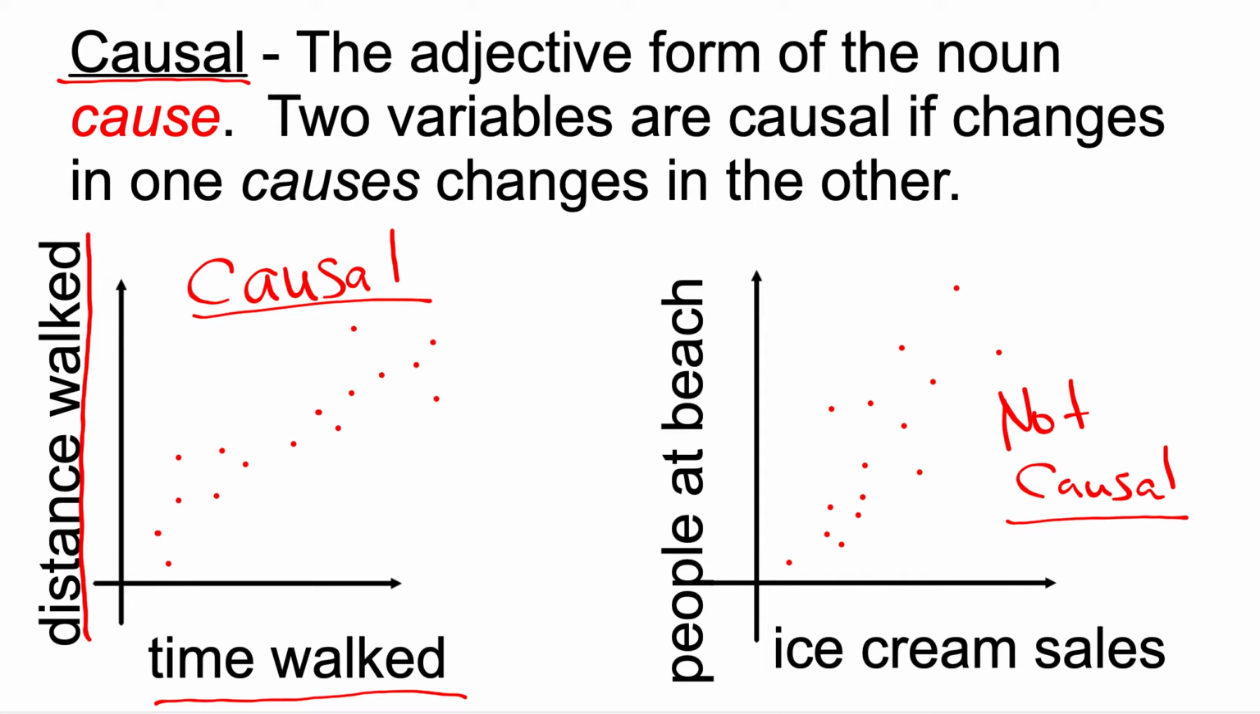Sometimes when it's not causal, there might be a third variable not plotted that's causing both of them. Or it could just be that somehow they relate, and that's just interesting. So on this one, ice cream sales versus people at the beach, what I would say that causes both of those would be warm weather. As the weather gets warmer, it would cause both of these to increase.